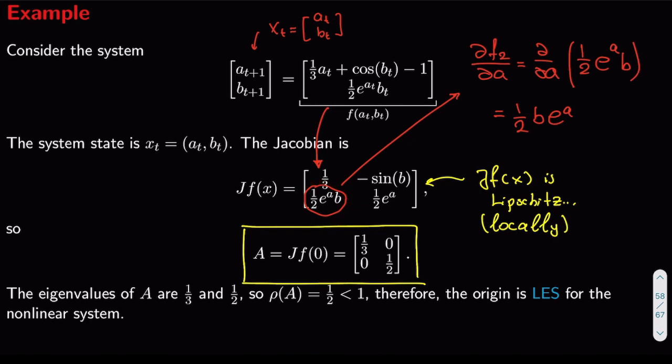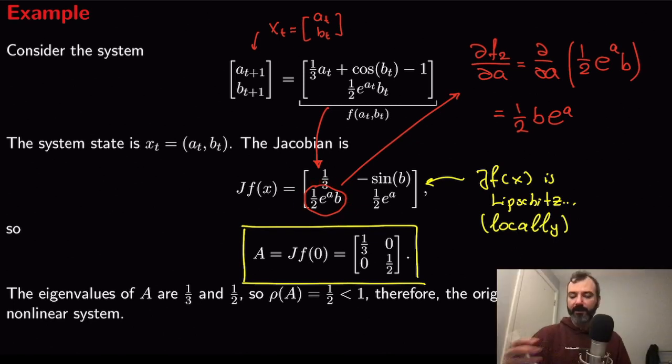So it is really straightforward to determine the Jacobian. Take the Jacobian, evaluate it at 0, put a equals 0, b equals 0. You will find this matrix here, 1/3, 1/2. What's the spectral radius? 1/2, less than 1. That's it. The origin for my system is locally exponentially stable.